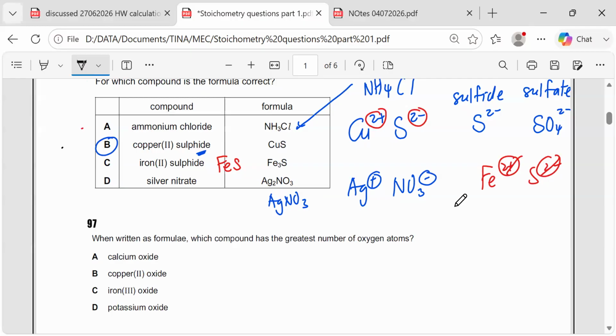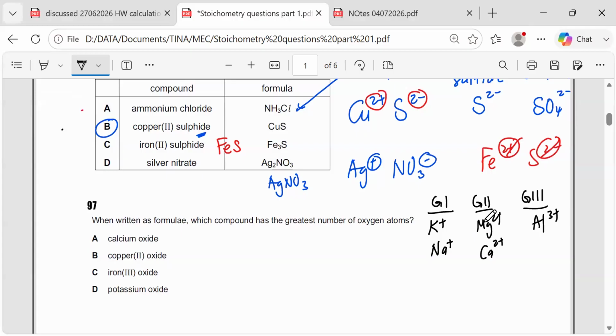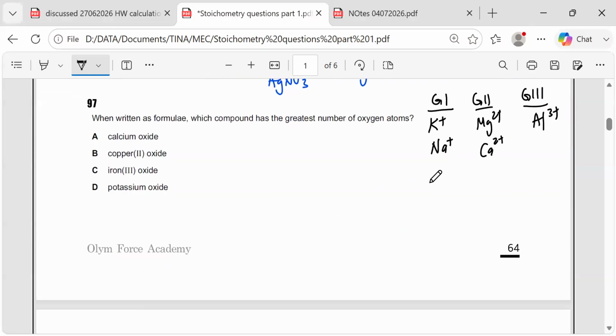All right. Now, let me give you the list. Okay, remember, everybody in group one is positive one. For example, potassium, sodium. Everybody in group two is positive two. For example, magnesium and calcium. Everybody in group three is positive three, aluminium. Okay, these are the easy ones. You can look at the periodic table. The ones that are not so easy are the ones that you have to memorize. So the ones that are from transition elements.